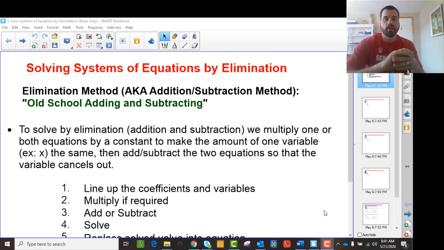Okay, so we're going to go through the steps. We're going to do a few practice questions to show you how this works, and then we'll let you try some on your own. So the first thing you're going to do when you're trying to do elimination is you need to line up the coefficients and the variables.